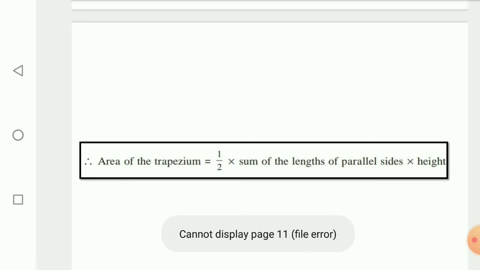What is the area of a trapezium? Area of a trapezium is nothing but half into the sum of the lengths of parallel sides into height. So what do you mean by the sum of the lengths of parallel sides here? That is, the sides which are parallel to each other. You add the measurements of those and then multiply by height and divide by 2. I will show that here.